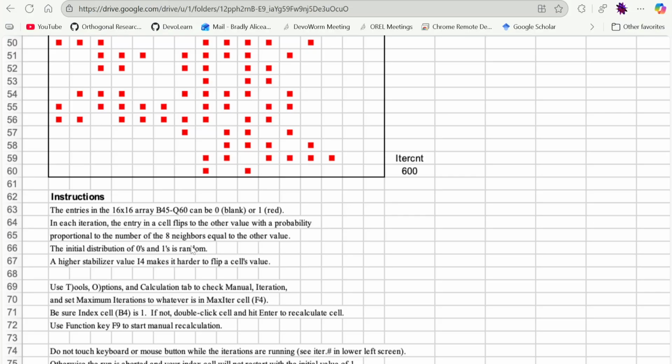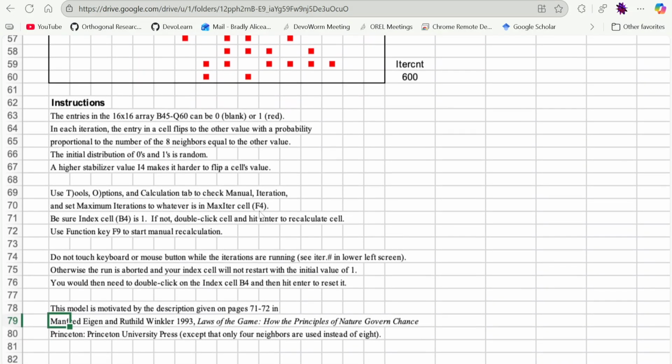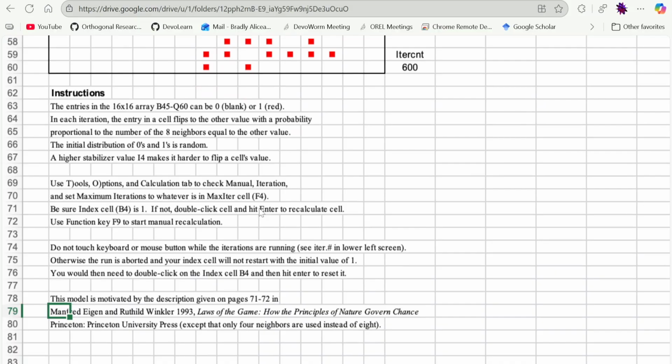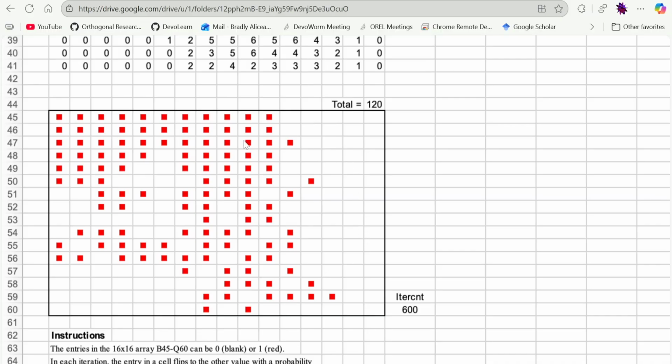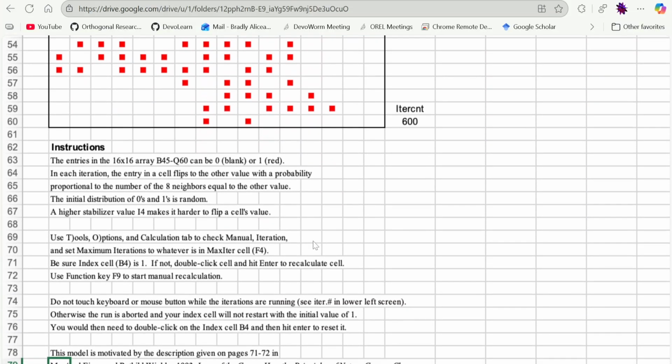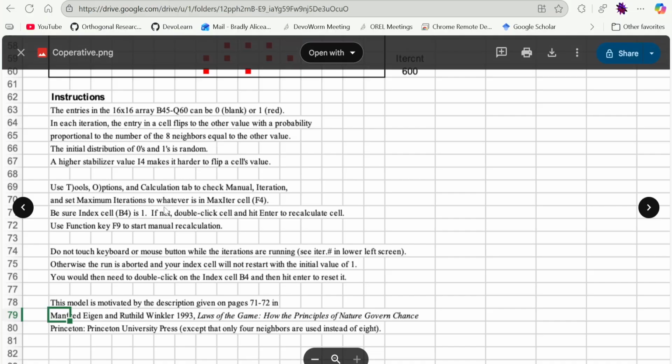A higher stabilizer value makes it harder to flip a cell's value. So we can have stabilizer values that can change the dynamics of this game and make it harder to actually flip cells. Because sometimes there's a tendency for clusters of blank areas to be reinforced through this kind of process. Sometimes it's easy for the whole simulation to converge on one state or another through this process, but there are stabilizer values that we can use as well. Okay, that's just for these instructions.